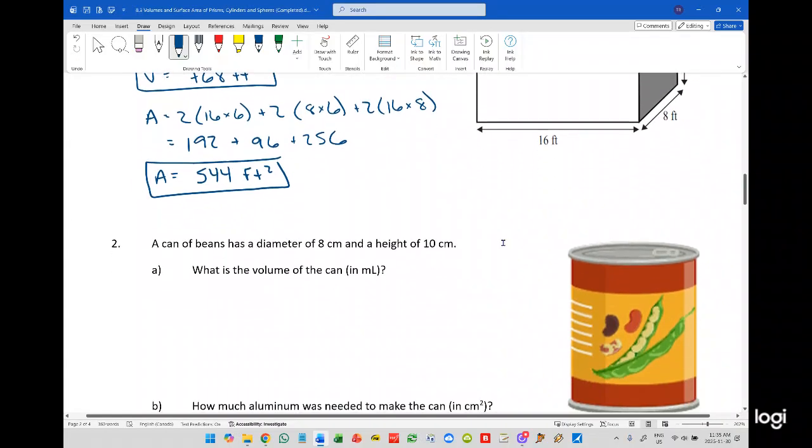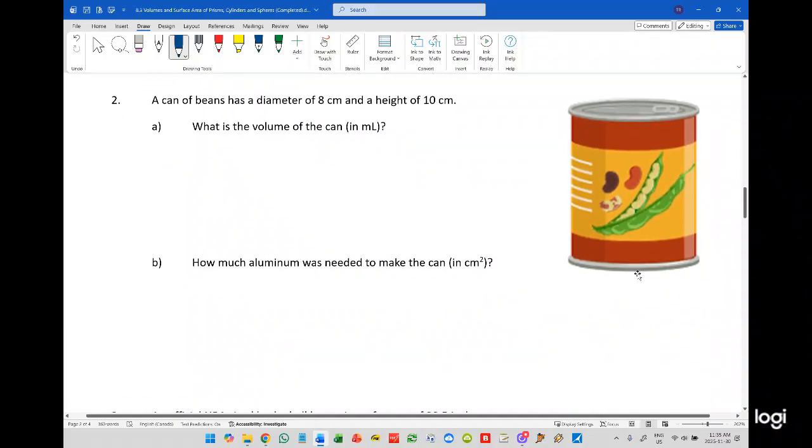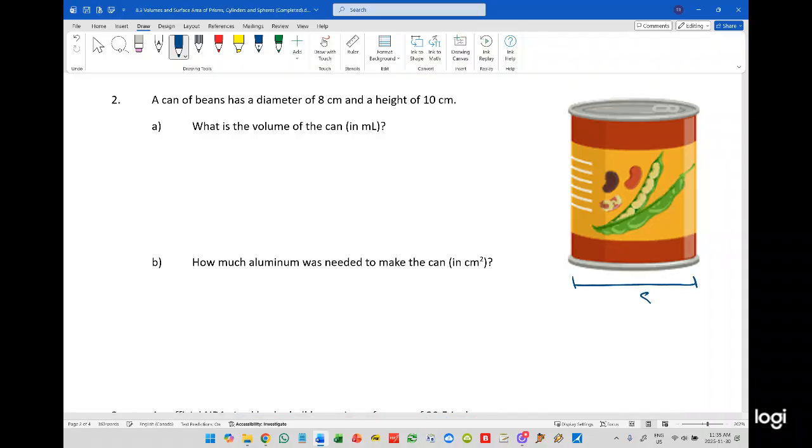All right, here we have a can of beans. So that would be a cylinder. We have a circular top, a circular bottom, and then a lateral side. It has a diameter of 8 centimeters, just draw that on there, and a height of 10 centimeters. Now I'm going to point out that we probably also want the radius because that's the variable that we used in most of our equations. But if the diameter is 8, then the radius is 4 centimeters.